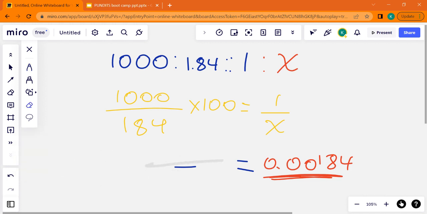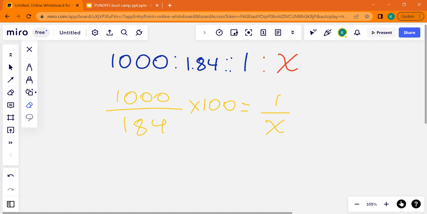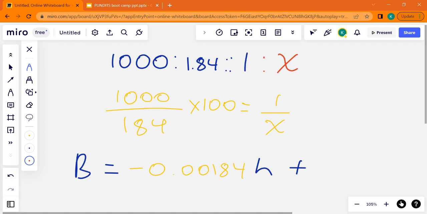So the equation we need is going to look something like this. B is equal to minus 0.00184h, since the slope is negative since it's a decrease, plus 212, which is the y-intercept.